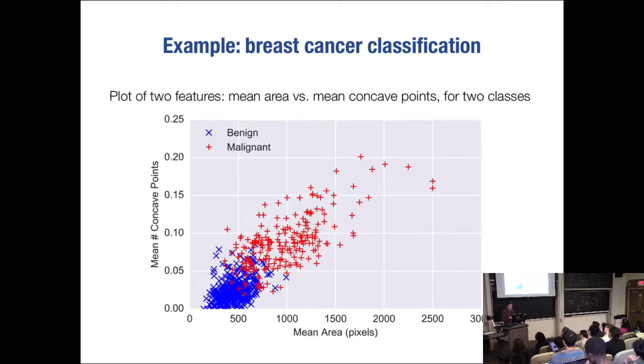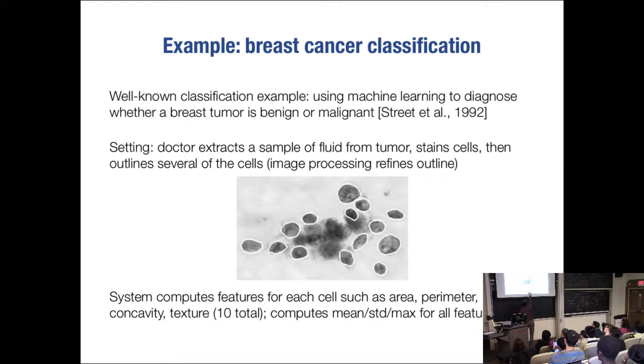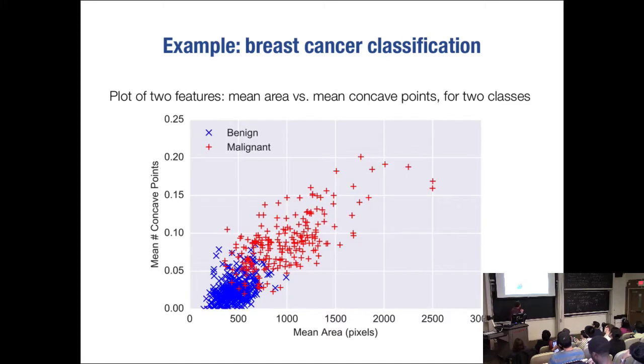So here is a plot of two of these features in the data set. This is a plot of the mean number of concave points on the y-axis. Each cell may or may not have any concave points in it. A concave point would be something like this, where it juts in a little bit like that. And the x-axis is the mean area in pixels of the cell. So the average number of concave points for all of them. That's why it's less than one.